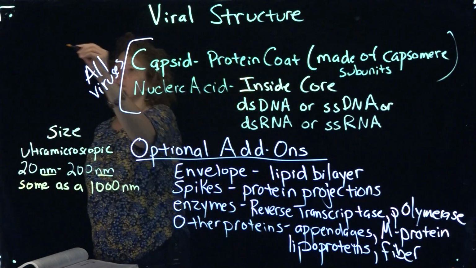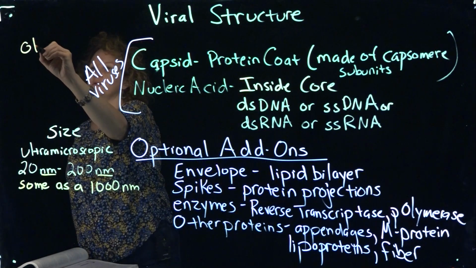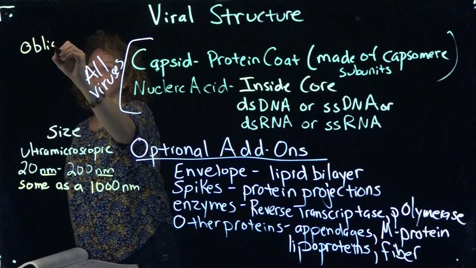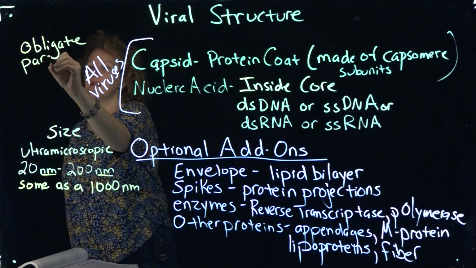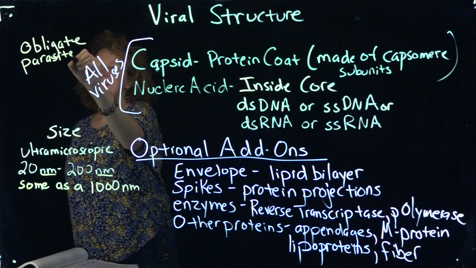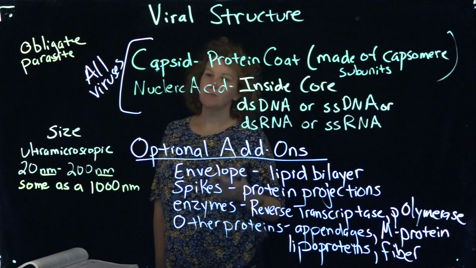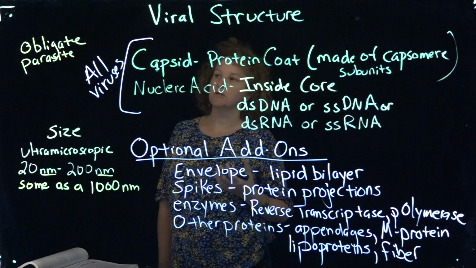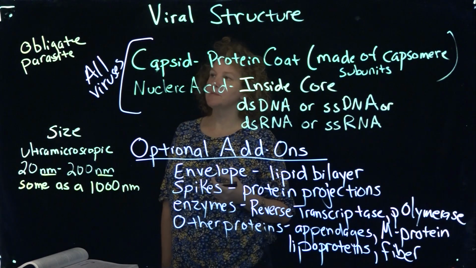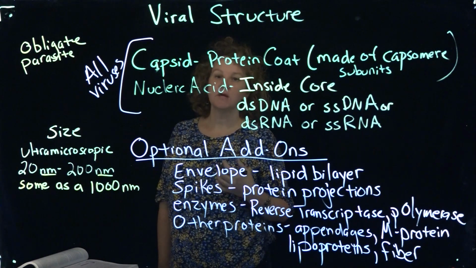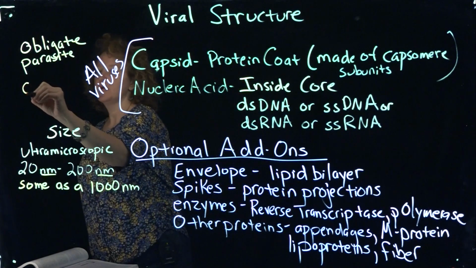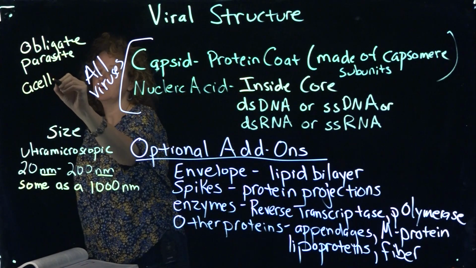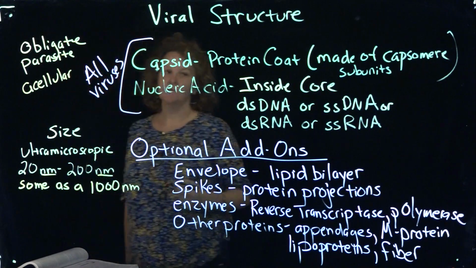And another key feature of viruses is that they are what's called obligate parasites, meaning they exist, but they cannot reproduce or do any of the functions that viruses need to do to make more copies of themselves without a host. So they actually need the host cell machinery. They are also what's called acellular, which relates to that, meaning they do not have a cell structure.